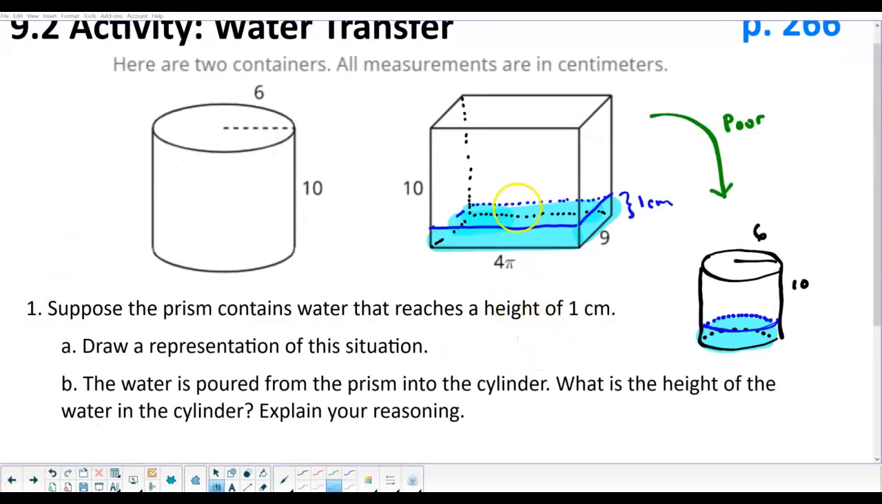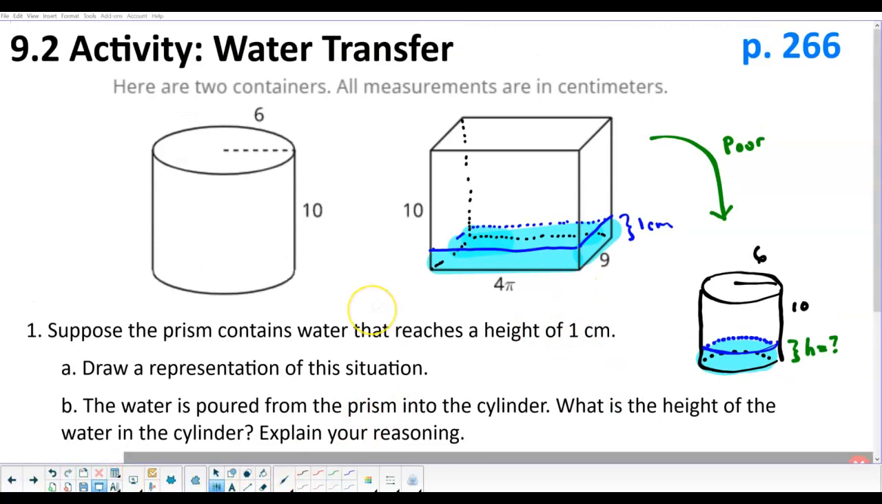All right, so here's part A. I just drew the situation where we started with 1 centimeter worth of height in the prism, and then I kind of drew that being poured into the cylinder. Now the question becomes, if the water is poured into the cylinder, what is the new height that the water will reach in the cylinder? So go ahead and pause the video and work through your explanation on that.